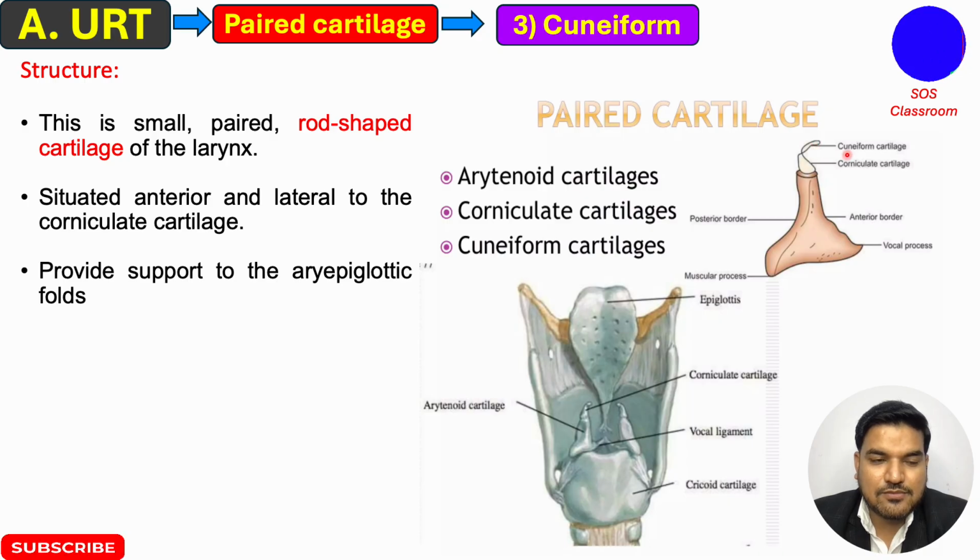The cuneiform cartilages are situated anterior and lateral to the corniculate cartilages. So this is the corniculate cartilage, and anterior or lateral to it is the cuneiform cartilage. What is the function of the cuneiform cartilage? It helps and supports the epiglottic fold. So this is the function of the cuneiform cartilages.